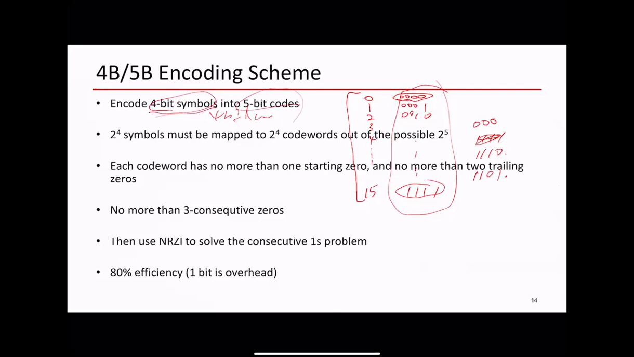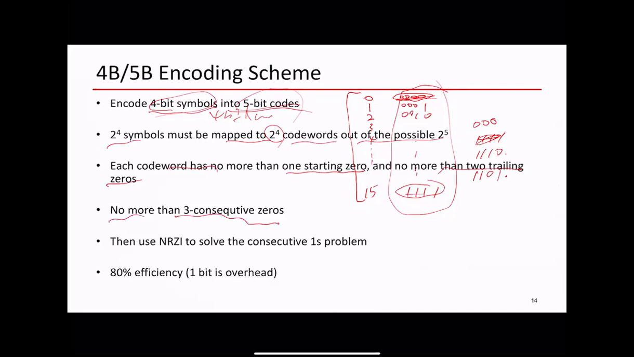So encode 4-bit symbols into 5-bit code. So 2 to the power 4 symbols must be mapped to 2 to the power 4 code words out of the possible 2 to the 5. Then I eliminate those that are very prone to error and make more distinctive patterns. So each code word has no more than 1 starting 0 and no more than 2 trailing 0s, so no more than 3 consecutive zeros.